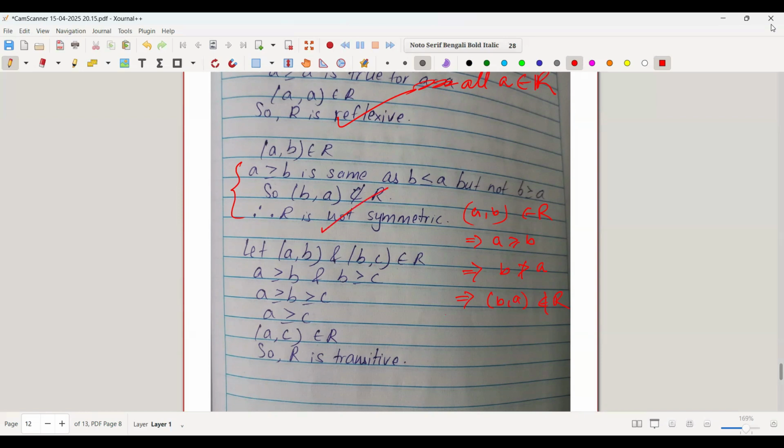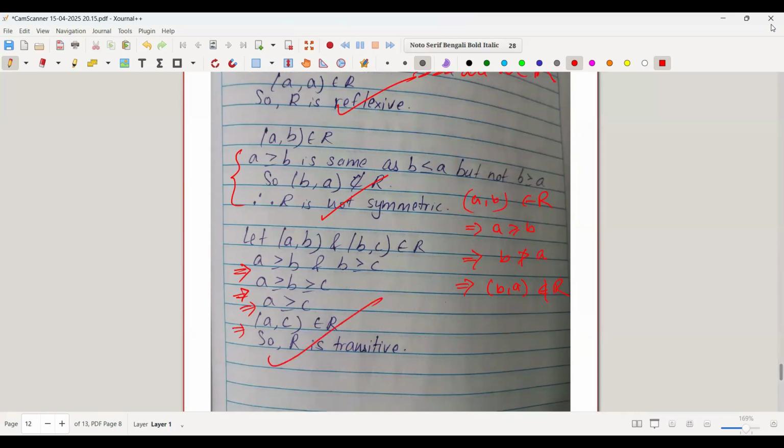Let (A, B) and (B, C) belong to R. That means A is greater than equal to B and B is greater than equal to C. So that implies A is greater than equal to C. So this is (A, C) belongs to R. This is transitive.